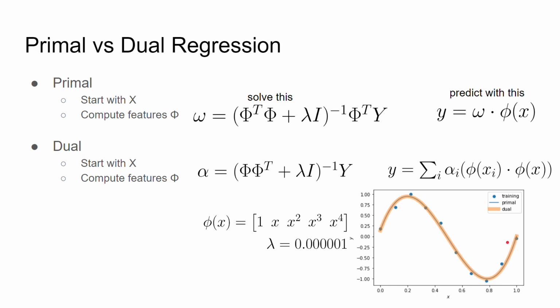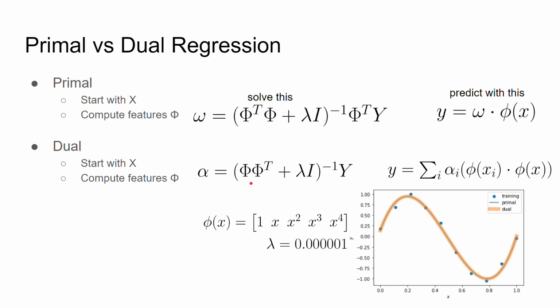Which one's more efficient? Well, in this particular case, this is going to be way more efficient, because the matrix that ends up getting inverted here is a 5 by 5 matrix, whereas down here, sorry, it's a 10 by 10 matrix for this one.